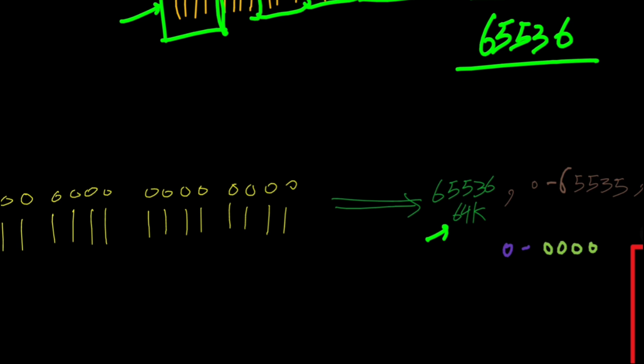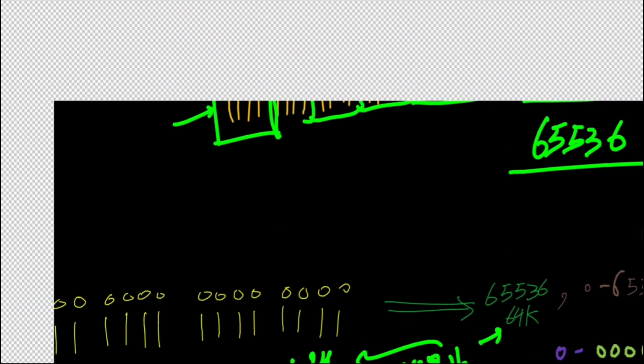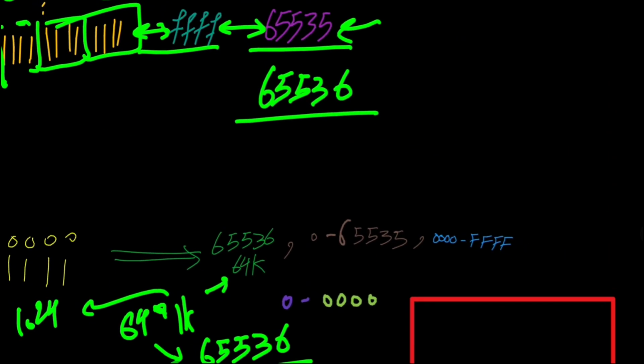Well, 64K in the computer is not 64,000. It is 64 times 1K. This is 1024, which would be equal to 65,536. And this, as you see in hexadecimal, would be from 4 zeros to 4 Fs.